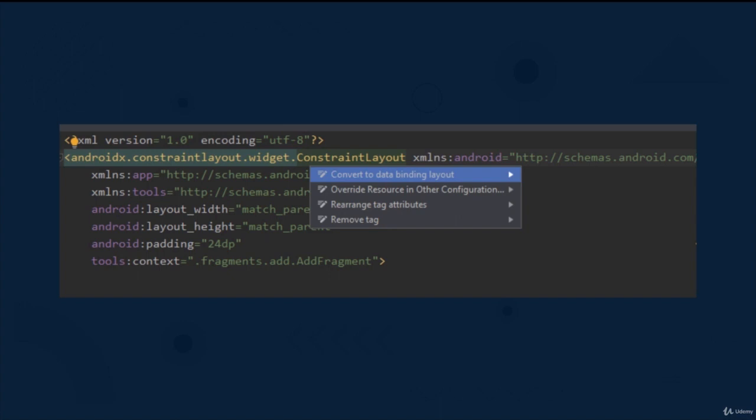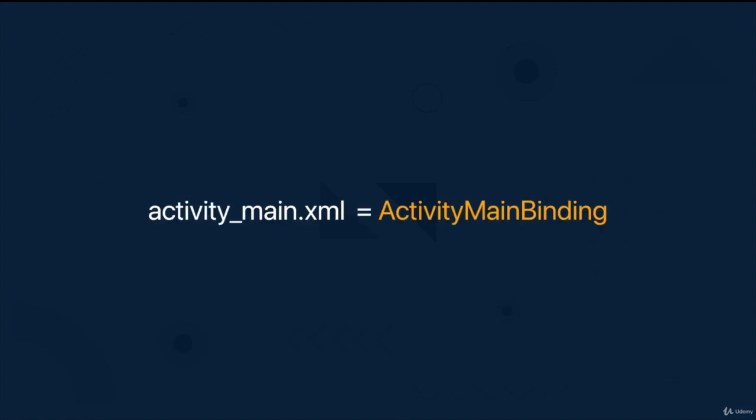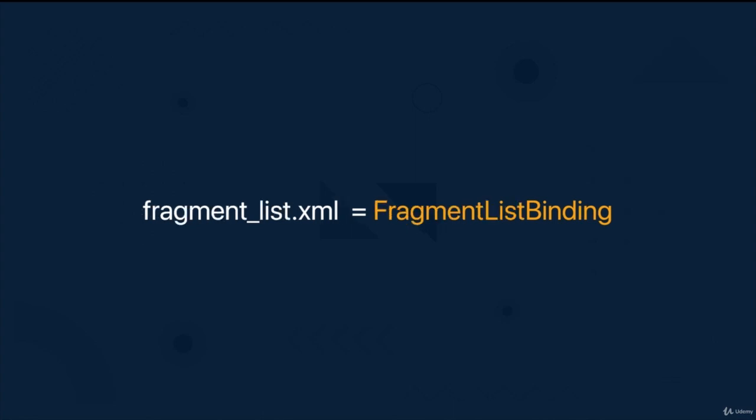When you rebuild your project, Android Studio will generate a binding implementation class for this layout and name it by converting the name of the layout to Pascal case and adding a binding suffix. So for instance, if the layout file is named activity_main.xml, then the generated binding class will be named ActivityMainBinding. And if your layout is named fragment_list.xml, then your binding class will be named FragmentListBinding. So basically it will also add this binding suffix to your layout name.